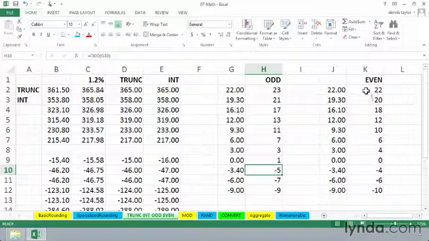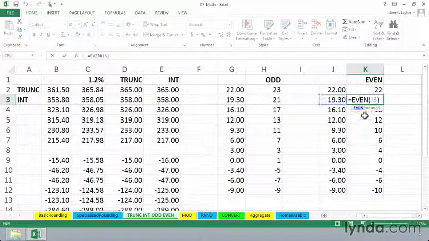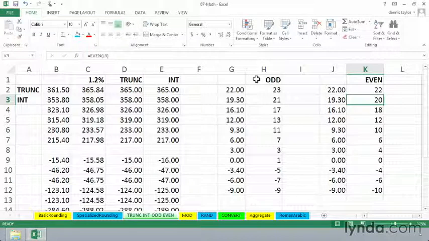And similarly with EVEN, it works in the same way. That's already even at 22. There are no decimal values to the right of it, so EVEN simply stays the same. Here's a 19.3. The next even number moving away from 0 is 20. And we can assess the others just by looking at the answers here. So although less widely used, it's another variation on how we can control and adjust values by using functions, ODD and EVEN, and then prior to that, the TRUNC and INT functions.